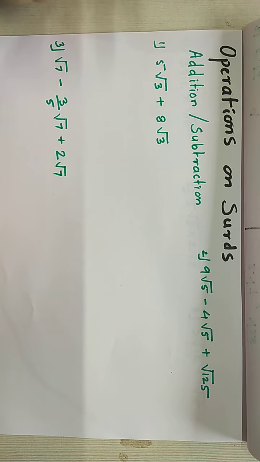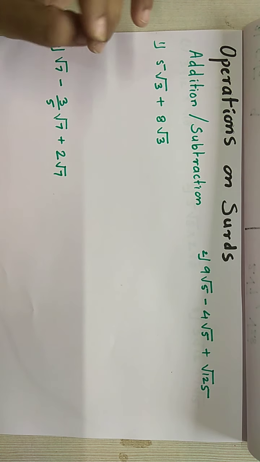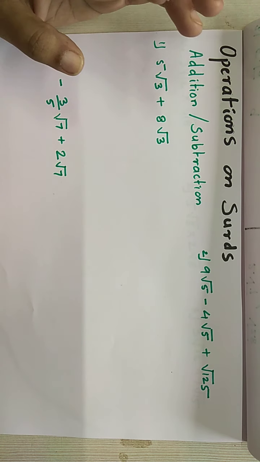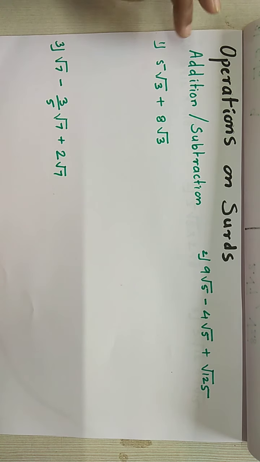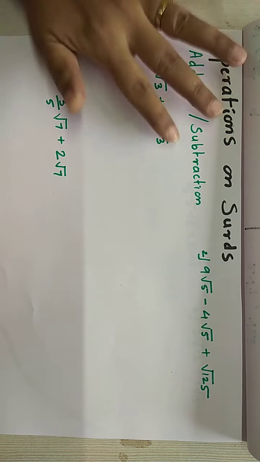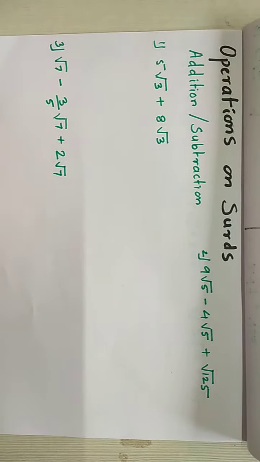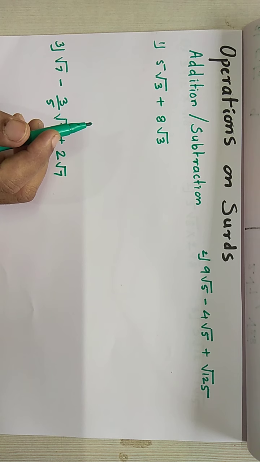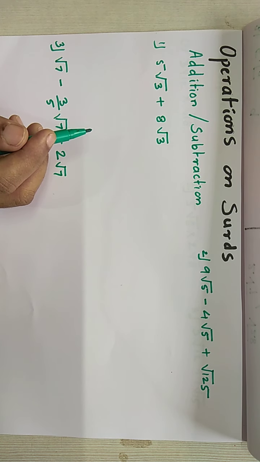Okay, so now we will be learning operations on surds: how to add surds, how to subtract surds, how to multiply them, how to divide them. We'll be learning the first operation, that is addition and subtraction. Now remember children, for adding and subtracting surds, you should have like surds. That means both the surds should be like. If they are not like, you cannot add them.